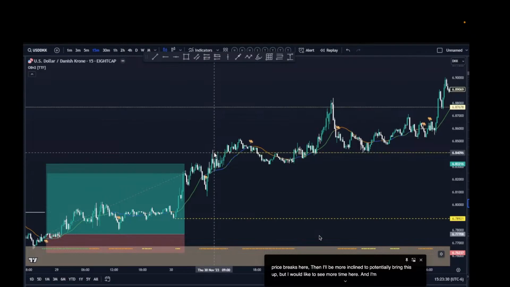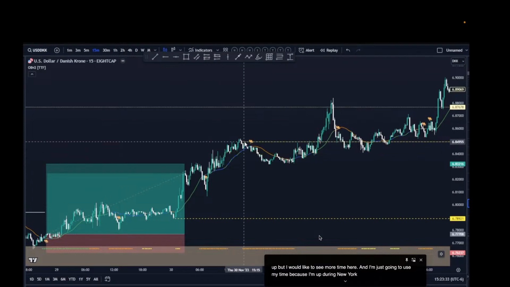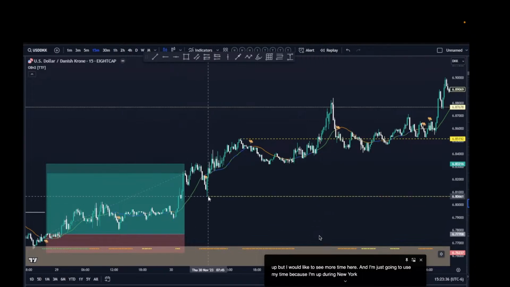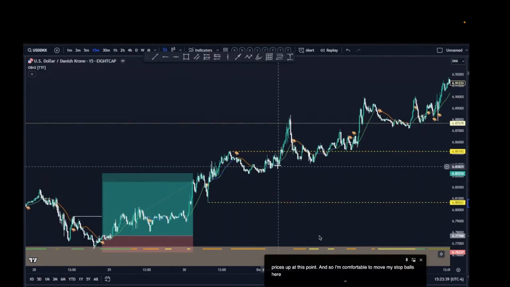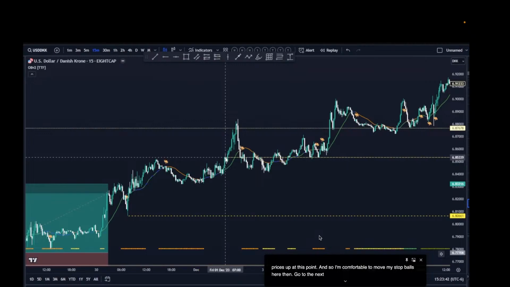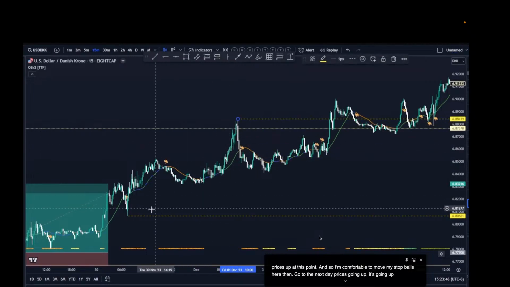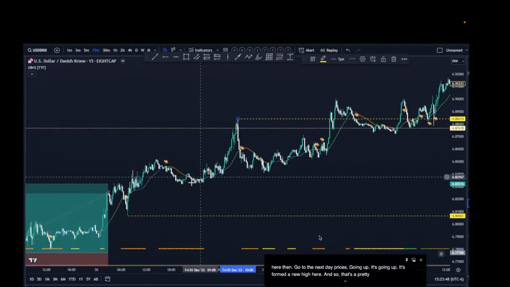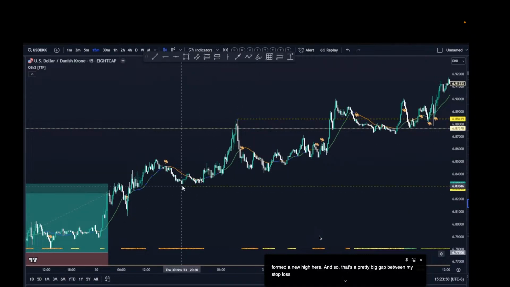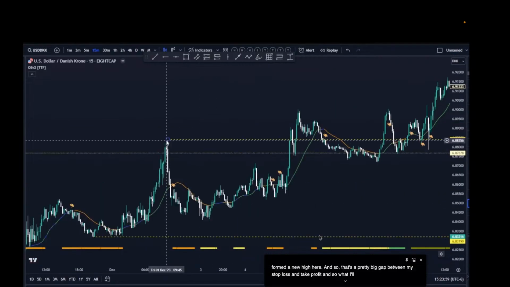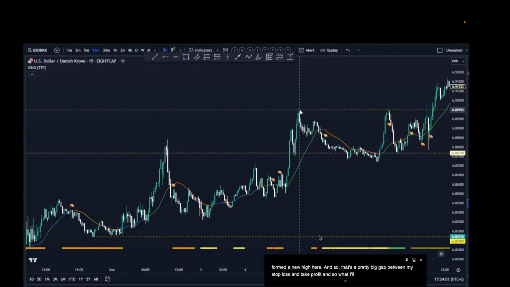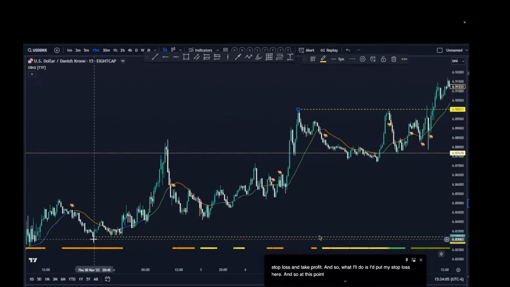And I'm just going to use my time because I'm up during New York time. So at the end of the day, price is up at this point. And so I'm comfortable to move my stop loss here. Then go to the next day. Price is going up. It's going up. It's formed a new high here. And so that's a pretty big gap between my stop loss and take profit. And so what I would do is I'd put my stop loss here. And so at this point, it retraces. I'm completely fine. And then we break this area yet again at 9:30 New York time.